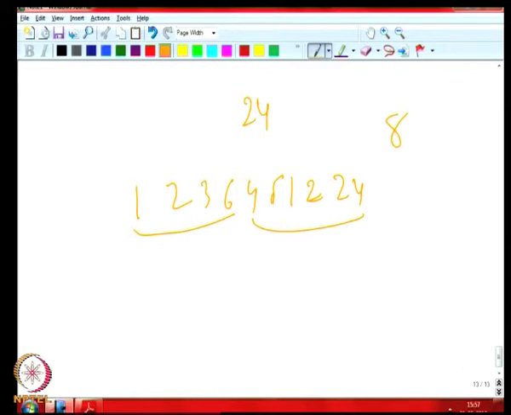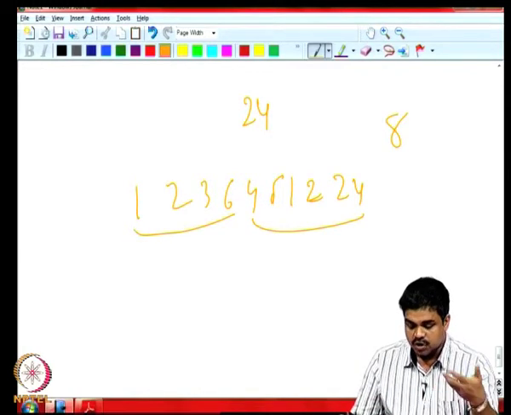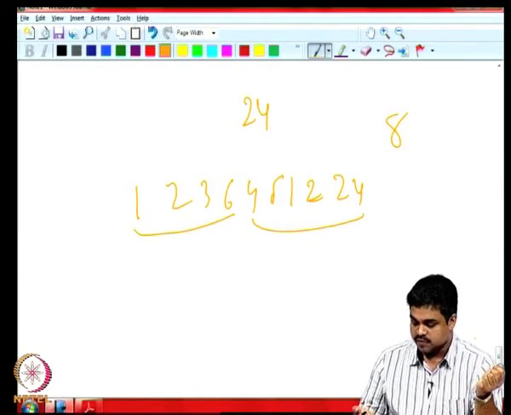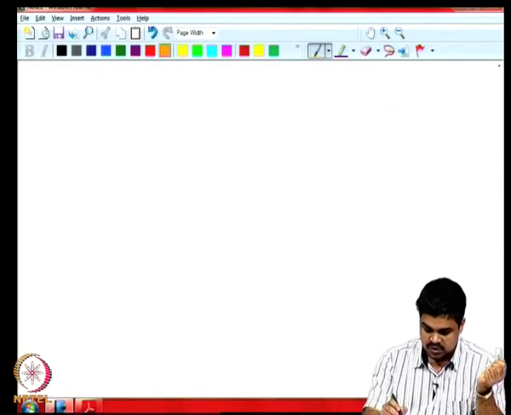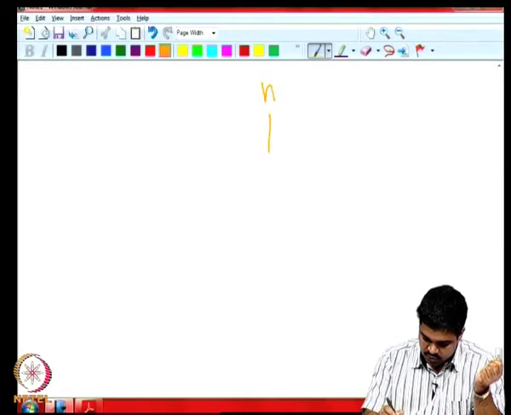So now some numbers have an even number of divisors, some numbers have an odd number of divisors. What kind of numbers have an odd number of divisors? It is easy to see that it depends on root n.